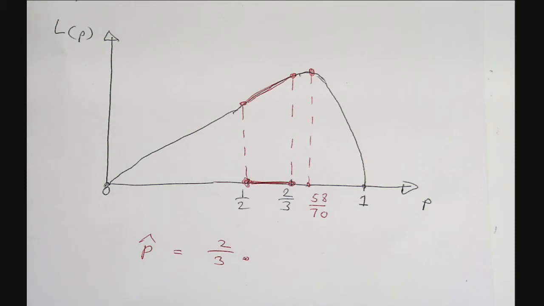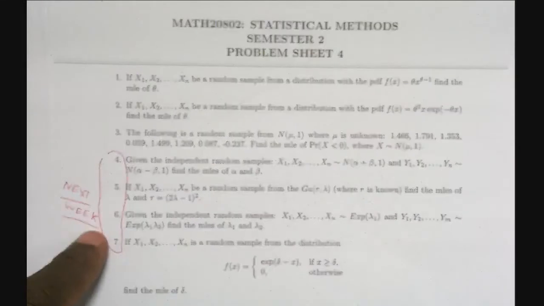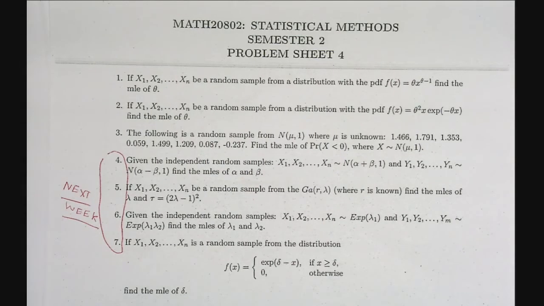Any more questions? The last 4 questions from sheet 4 are for next week, guys. Is that clear? The last 4. Questions 4, 5, 6, and 7 are for the example classes next week, okay? Has everybody signed the attendance sheet, guys? Anybody? Alright, good.